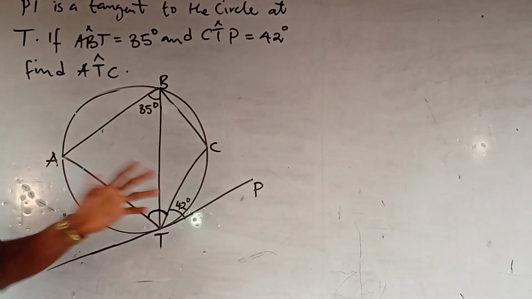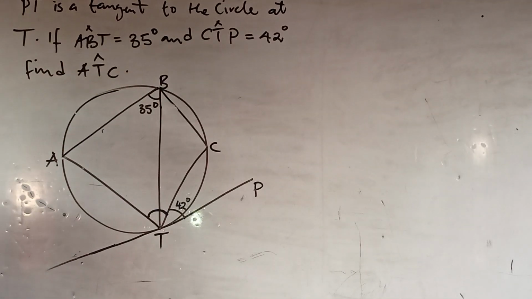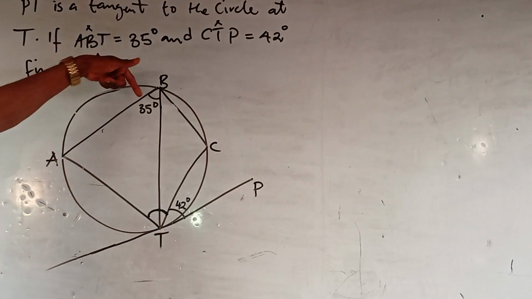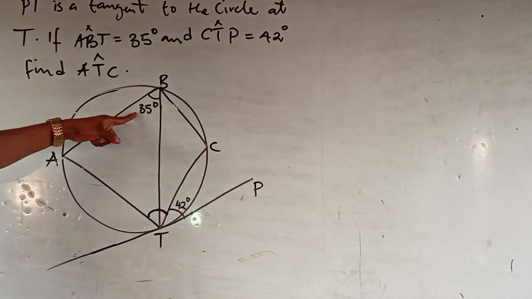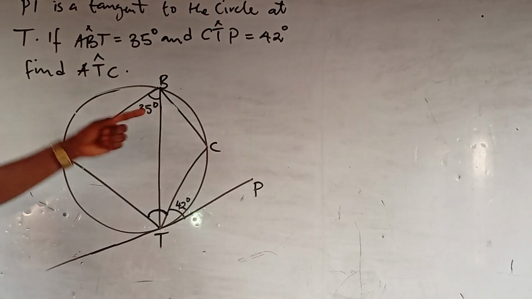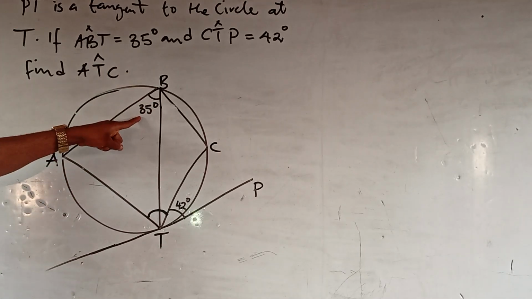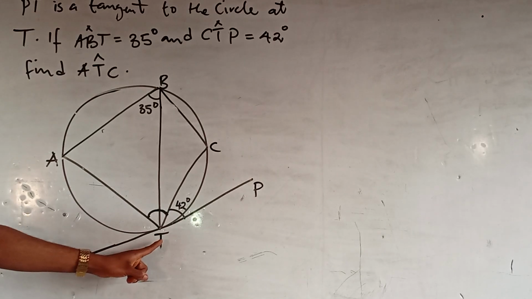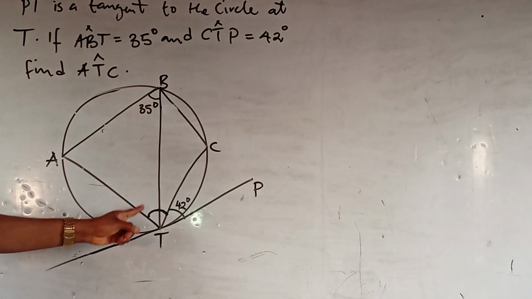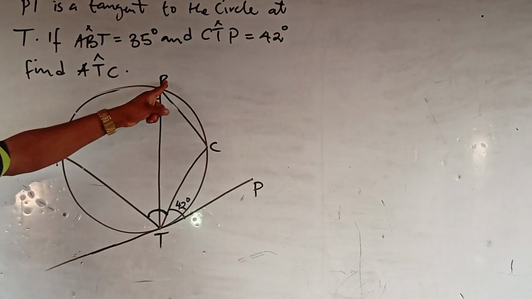But in order to arrive at the answer immediately without wasting your time, we need to look for this remaining angle first, because one of the angles is already given. If we can get the second angle, we add them together to get this one. Angle ABT is given as 35 degrees. So if we can get angle TBC, we add both angles together, and we can easily get our ATC.